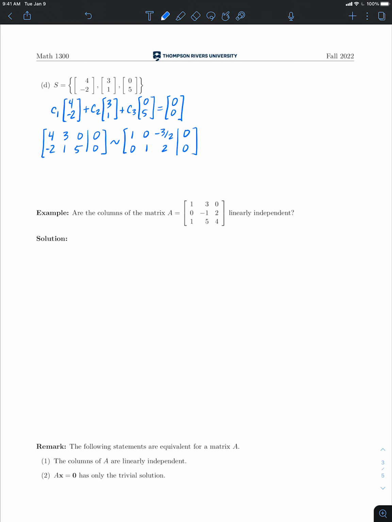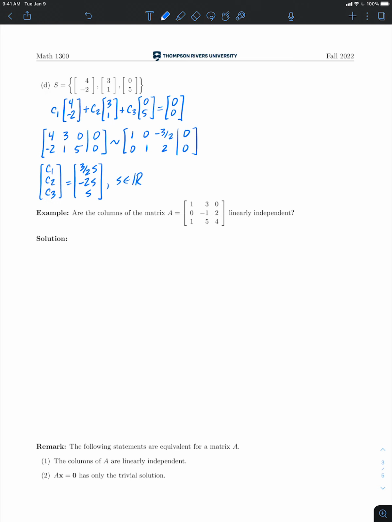So when you go to write down your general solution, your C1, C2, and C3 will look like this. Your C1 will be 3 halves S, your C2 will be negative 2S, and your C3 will be S. And of course, if you choose a different parameter for C3, then you'll change the C1 and the C2 to reflect that. But this is true for all values of your parameter. I'm just going to say S is in the reals.